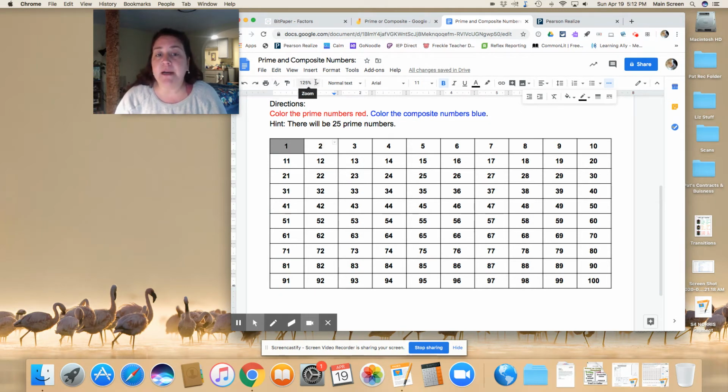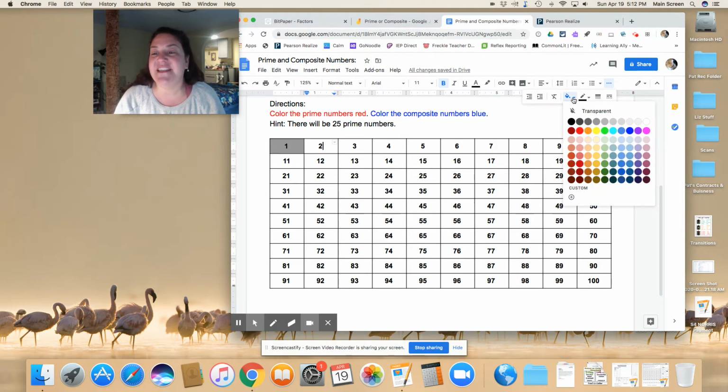On this bar up here where you can change the font and the size of your font, if you go all the way to the end here, you will see like 3 dots like this, and if you click on it, it will give you more options. There's this little bucket in here. It says the background knowledge. It's supposed to be a paint can with a drop of paint coming out. That's what you want. So you click on that arrow.